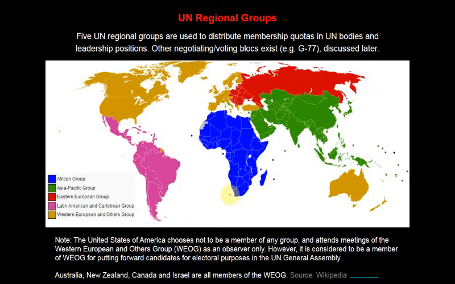The UN has a number of regional groups. 5 UN regional groups are used to distribute membership quotas in UN bodies and leadership positions. I'll mention negotiating voting blocks a little bit later, the G77. So here's the 5 UN regional groups. For instance, if you're applying for a job and you're from Africa, you'll be in that group, and they try and basically distribute the jobs evenly so that there are quotas from different regions.